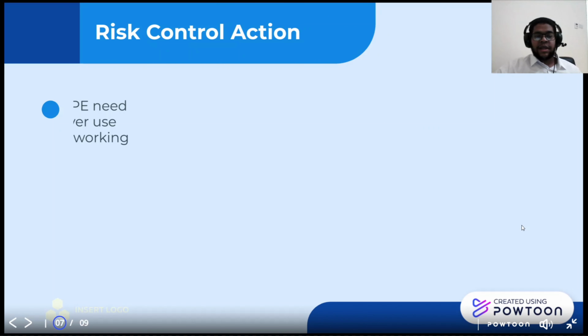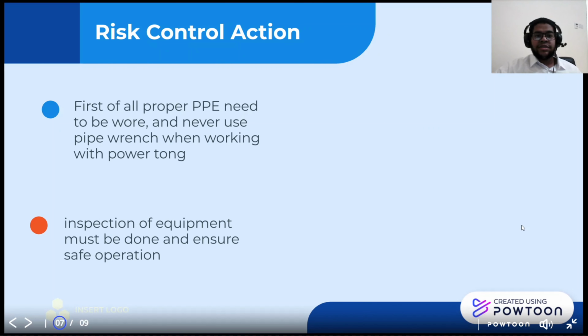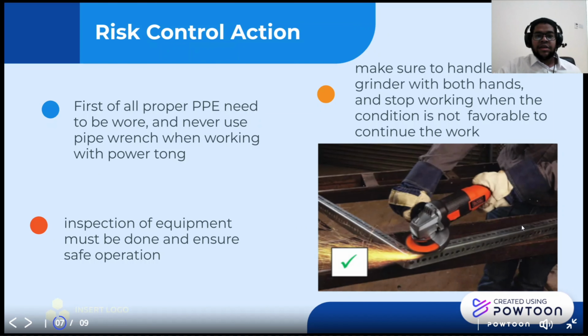Following the administrative control from the hierarchy controls, the risk control action plan has been set. First of all, proper PPE need to be worn all the time. And for first hazard, never use pipe wrench when working with power tongue. And also, inspection of equipment must be done and ensure safe operation for both hazards. And for second hazard, make sure to handle the grinder with both hands as shown in the picture, and stop working when the condition is not favorable to continue the work. For example, if the weather is too windy or there is a heavy rain.